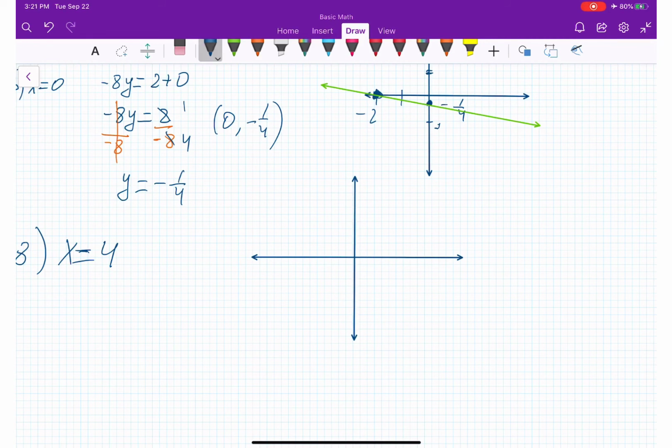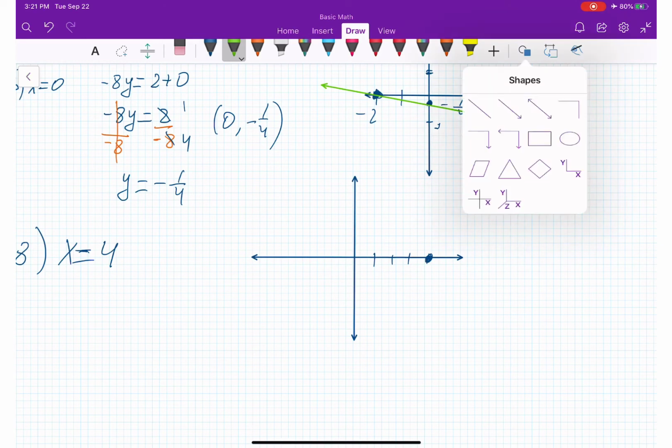Okay, x is equal to 4. Let's say 1, 2, 3, and 4. So x equals 4. Y doesn't exist, which means the graph is never going to cross y, and there is only one way the graph won't cross y, if it runs parallel, yes? So this is what it's going to be.